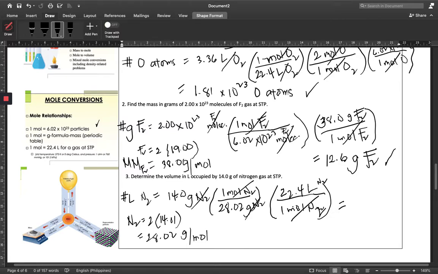All right, so we have 11.207, and since we have 3 significant figures, 11.2 liters of N2 will do, right? So that's a mixed conversion problem involving molar volume, liters, and mass. So we have to go through more than one step. All right. So stay tuned for a few more examples.